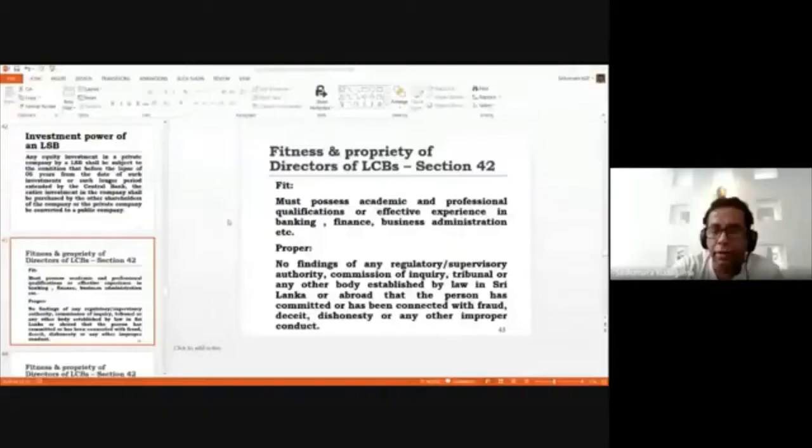I'm not sure at which point I got disconnected. I think it was while discussing investment powers of an LSB.